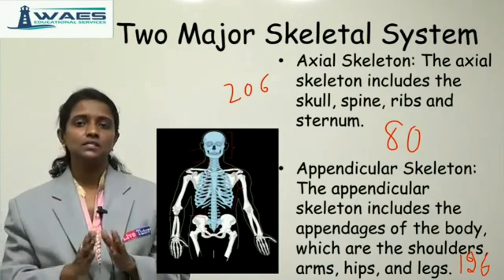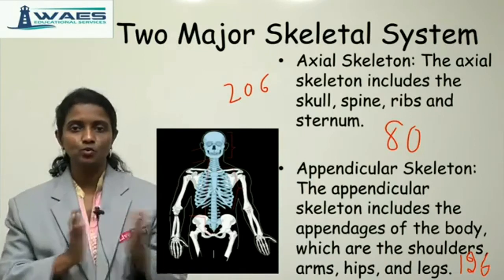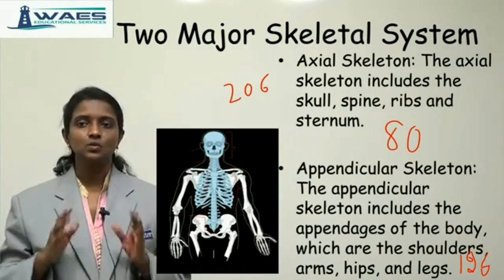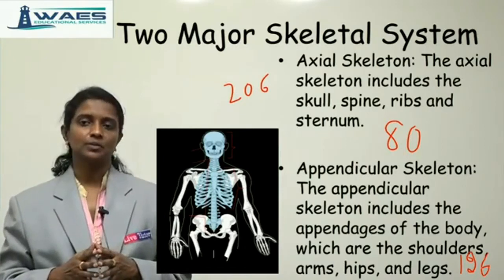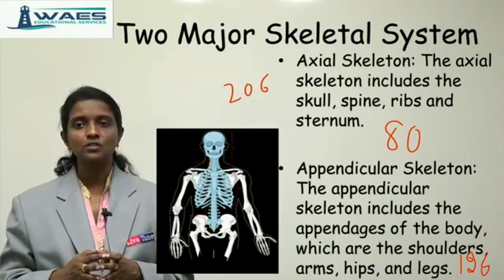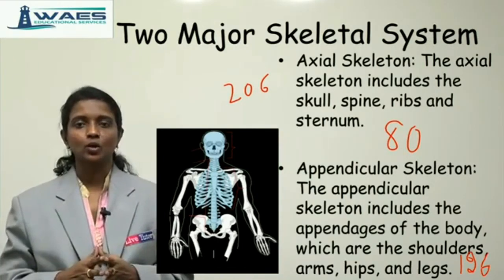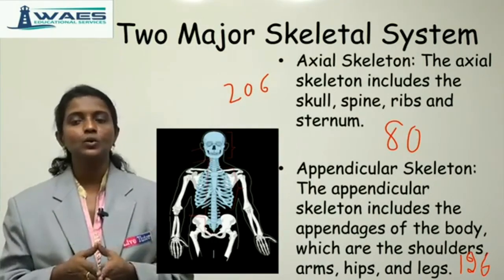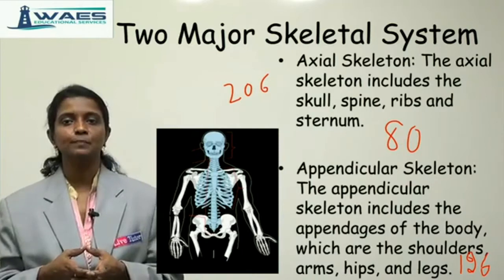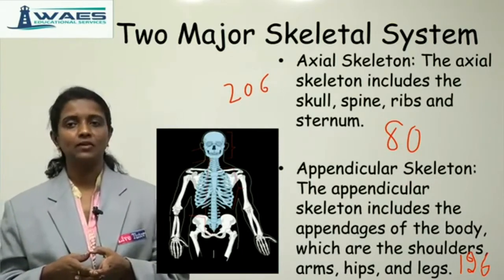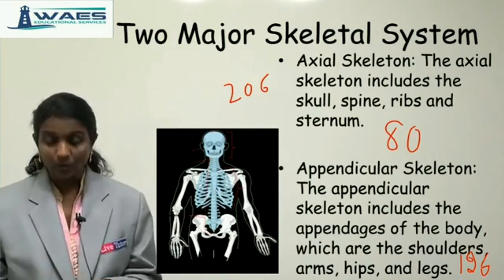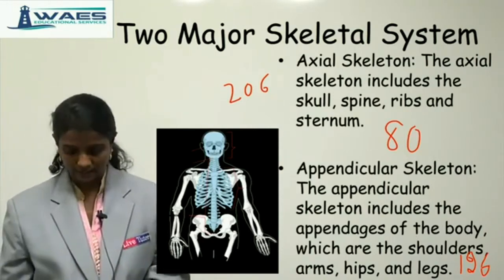So the skeletal system, we divide into two: one is axial, another one is appendicular. Axial is the one where 80 bones are present. The appendicular skeleton involves mostly the pectoral girdle and pelvic girdle. We have the forelimb and hind limb, which we call the pectoral girdle and pelvic girdle. Those are the ones present in the appendicular skeleton.